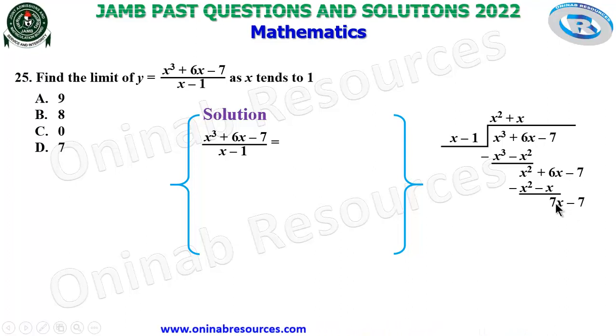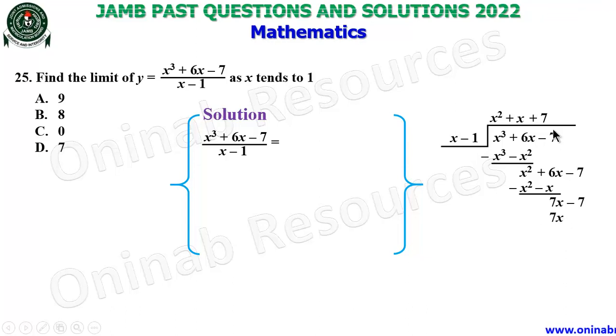So again, we look at the first term here and the first term. 7x divided by x gives 7. So we have plus 7. We then use the 7 to multiply the divisor. So 7 times x gives 7x. 7 times negative 1 gives negative 7. So if you subtract now, our answer or the remainder is going to be 0.